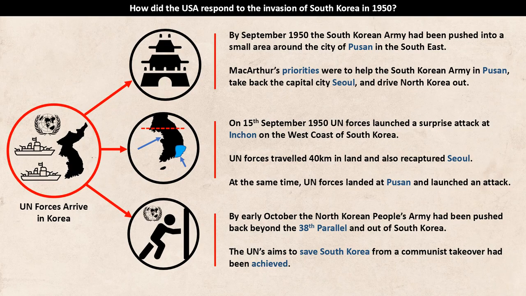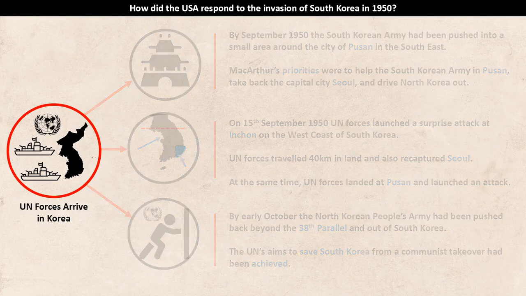And so the United Nations' aim to save South Korea from a communist takeover had been achieved. They had achieved the aim of stopping South Korea from becoming communist, of pushing the North Korean army back across the 38th parallel. South Korea had been saved from a communist takeover. And you might be thinking at this point, well, why wasn't that the end of the war? We'll come to that in just a minute, because of course the United Nations had achieved their aims.